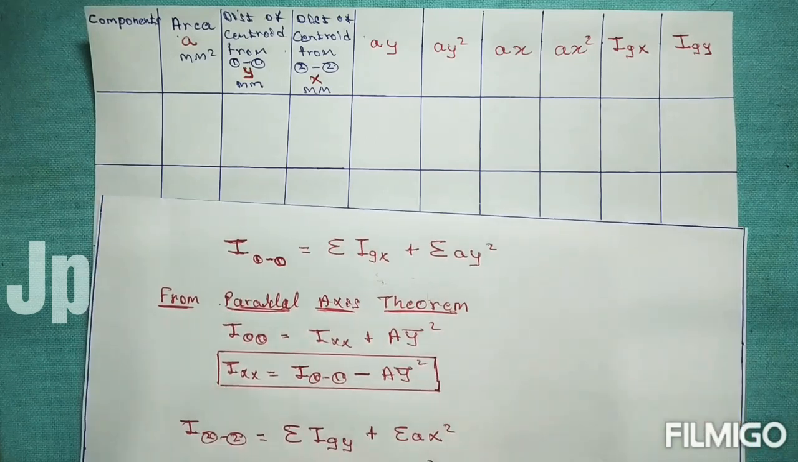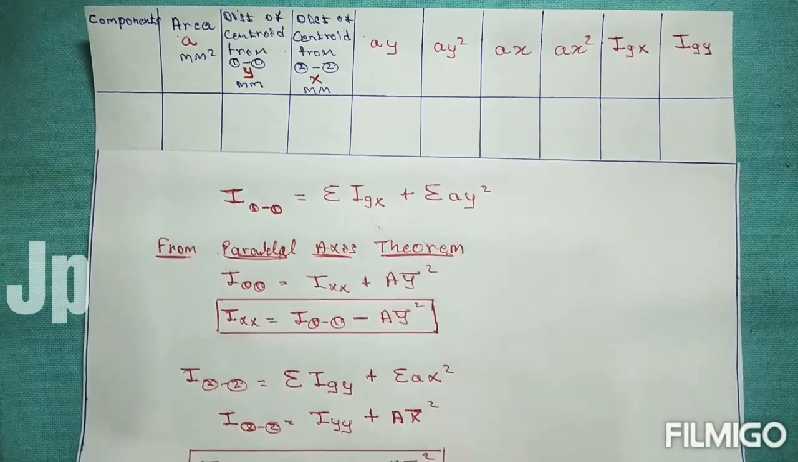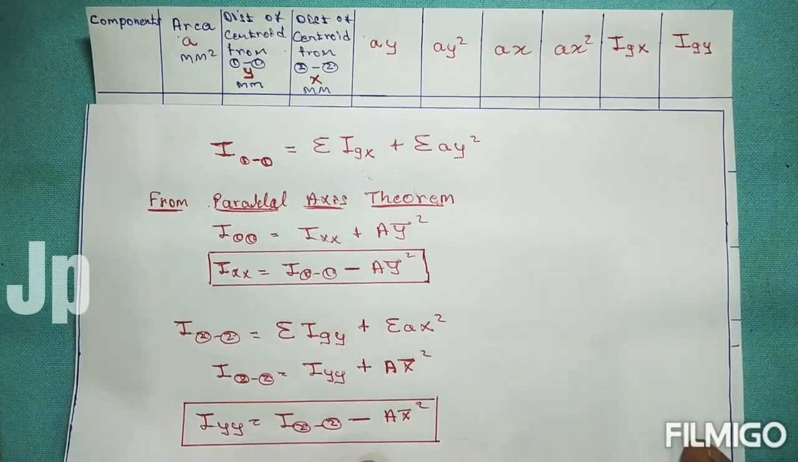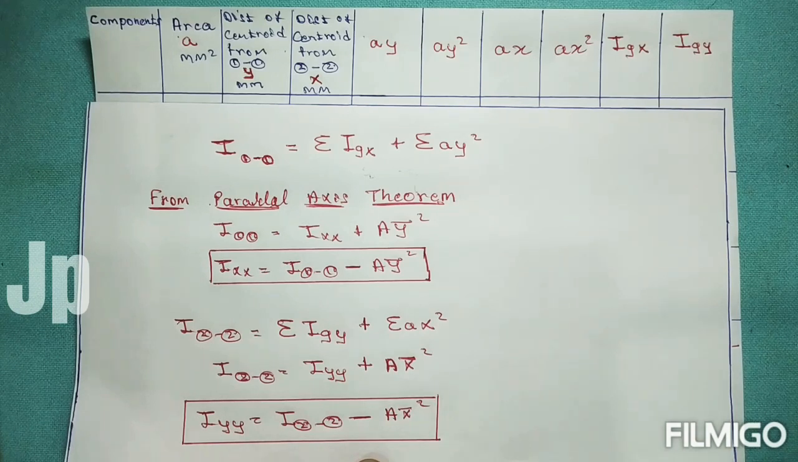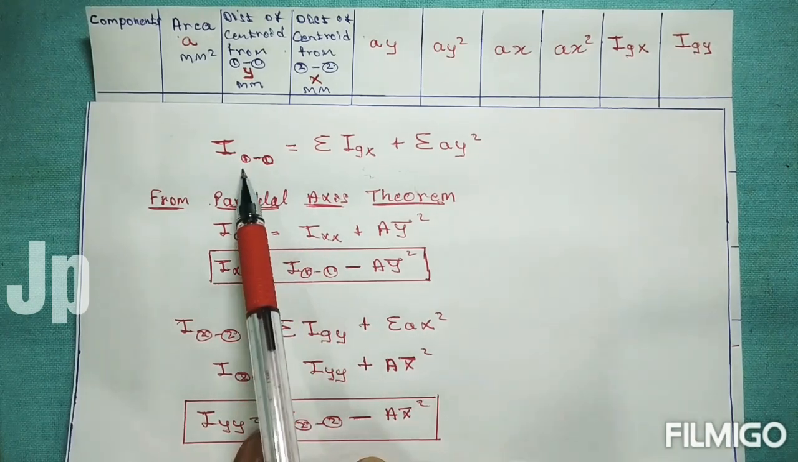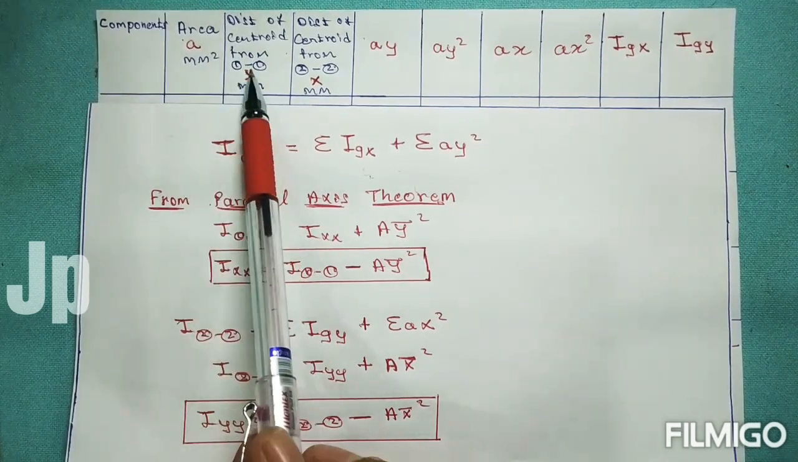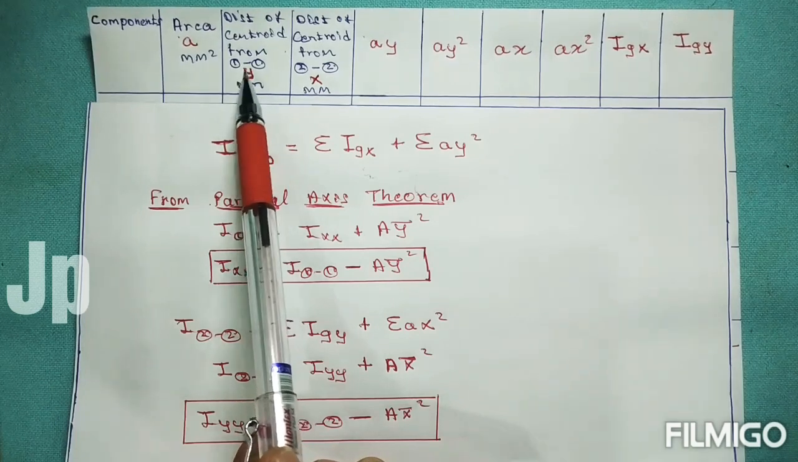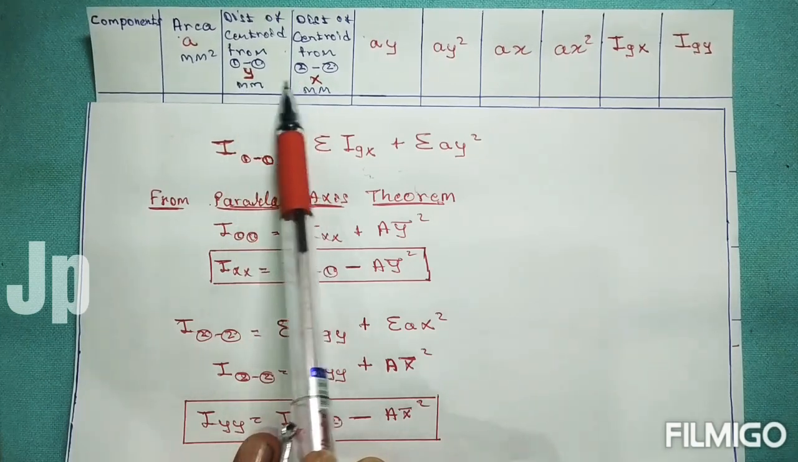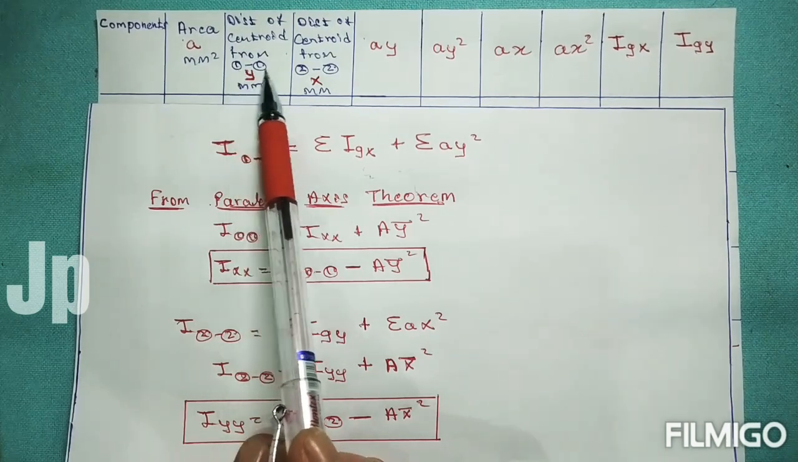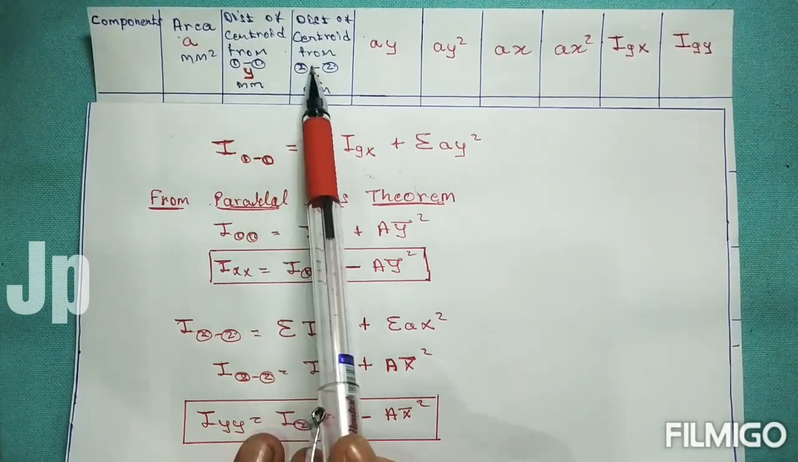Let us see here. I have listed some formulas here, you can see. So this is the formula to find the moment of inertia. The first step is you have to find the moment of inertia with respect to your reference axis. First you have to take the reference axes, right? 1-1 and 2-2. So first you have to find the moment of inertia for these reference axes 1-1 and 2-2.